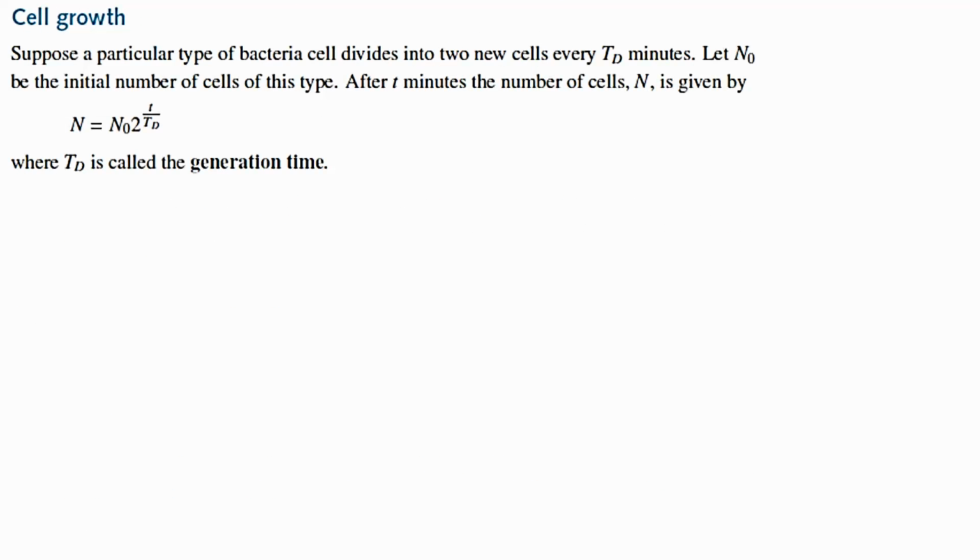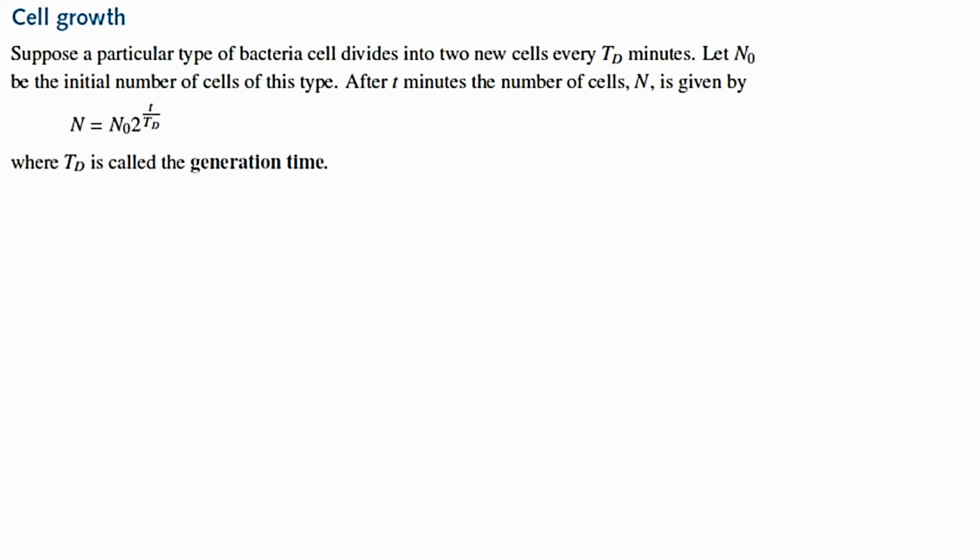Cell growth. So cell growth, we know that the K value has to be positive. Now they're saying here, suppose a particular type of bacteria cell divides into 2 new cells every T minutes. So after every minute, you get 2 extras. So you're doubling each time. That's why they changed the base to 2. Now TD is the minutes.